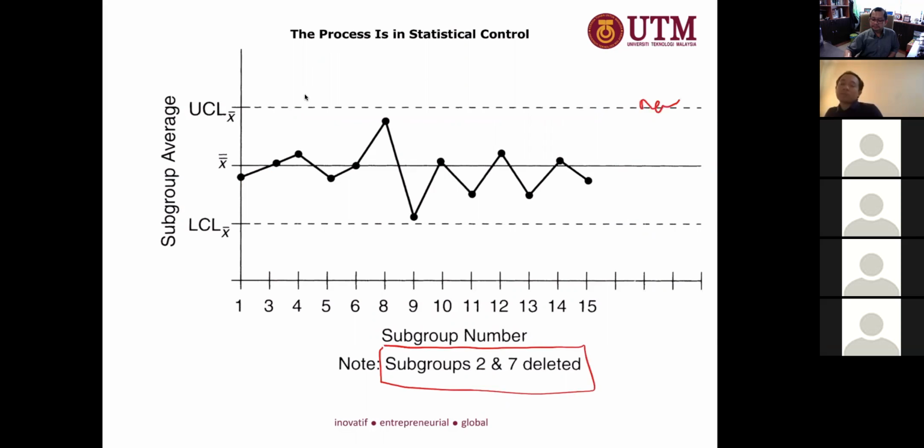Calculate again, new upper limit. This one also new. Plot. And okay, you imagine you have deleted 2 subgroups. Again, if each subgroup represents 1,000 parts, you have to reject 2,000 parts now. So how much is the cost?